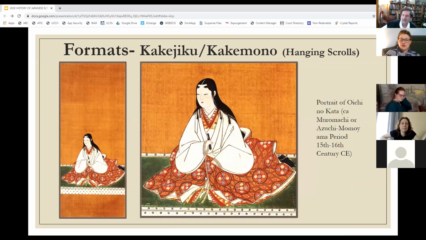So this is the portrait of Oichi no Kata. What I really love about this portrait is that it shows us what the clothing was like, but it also shows that she likes to hide her hands in the sleeve. It also shows hairstyles, and it's really quite beautiful.